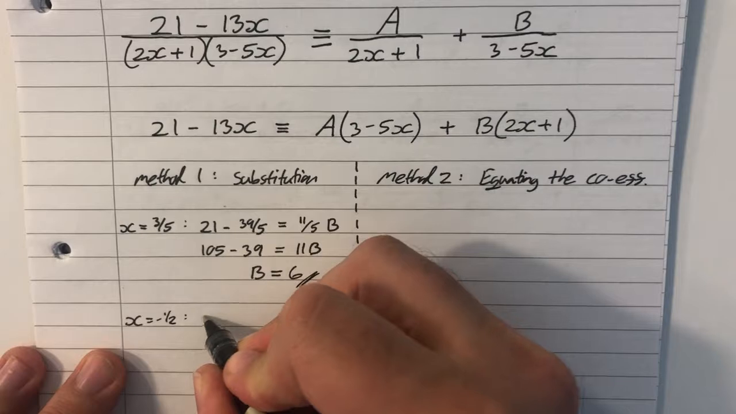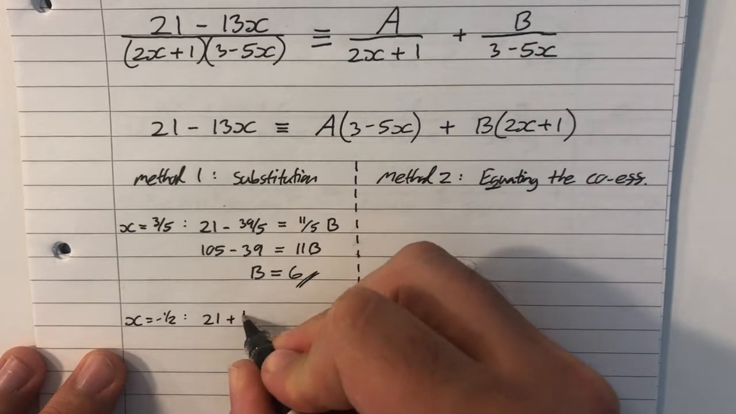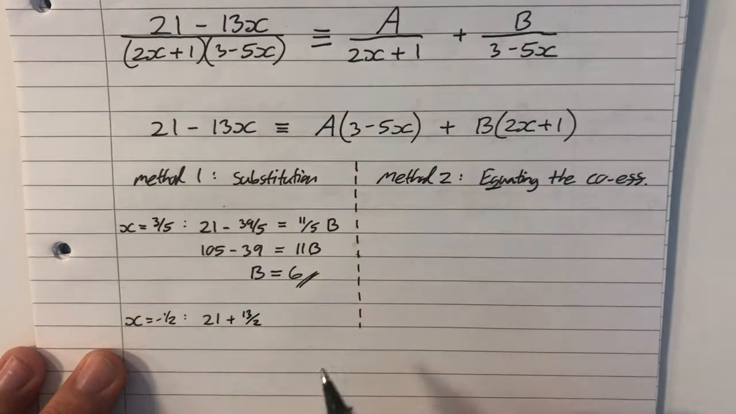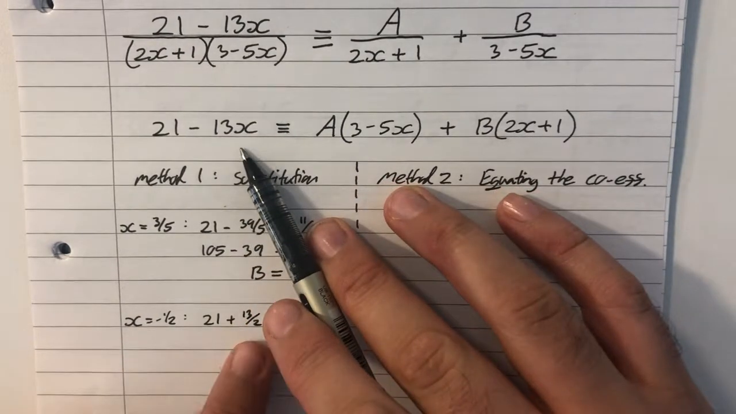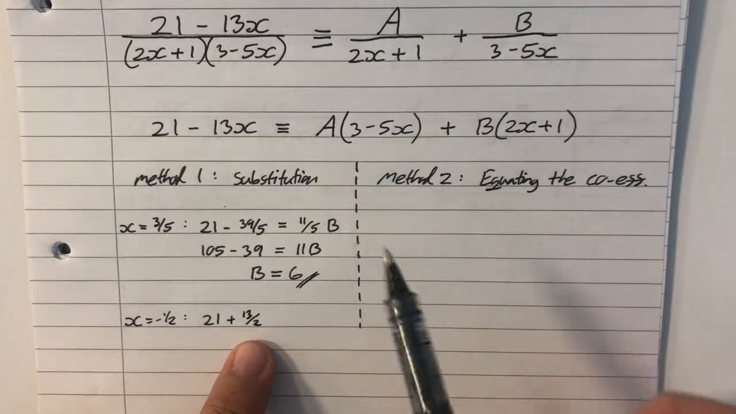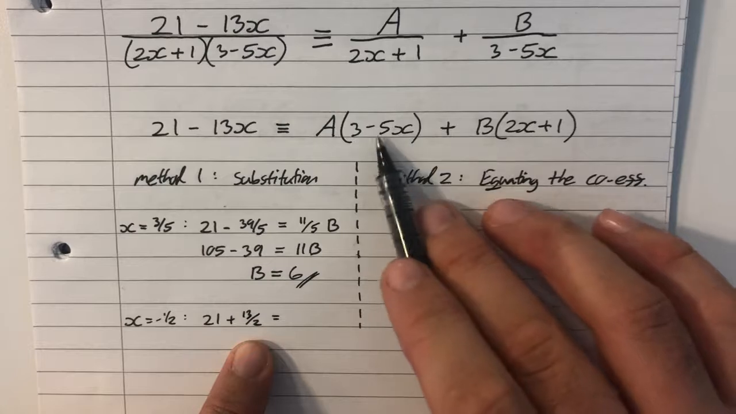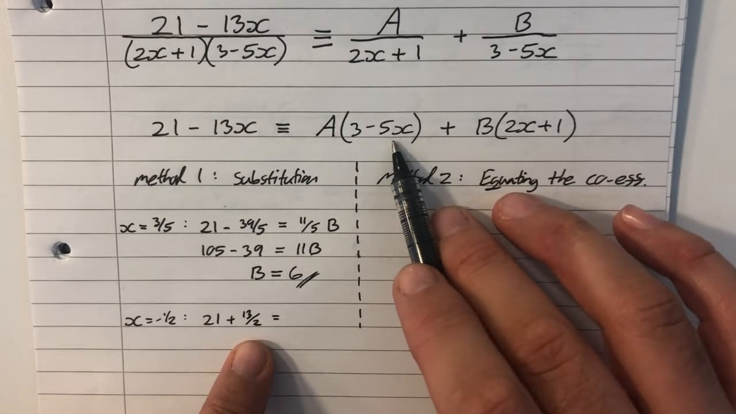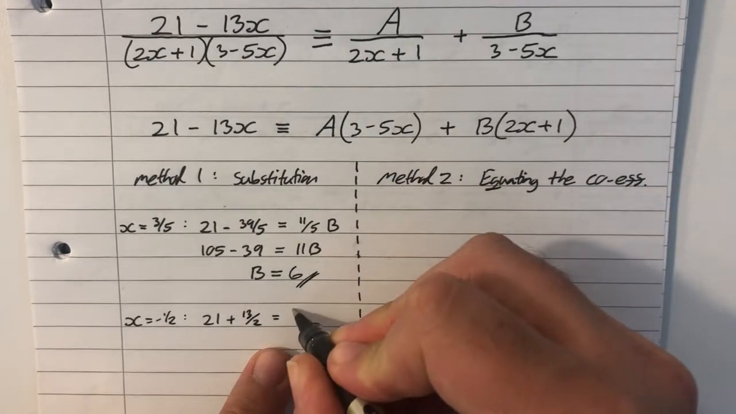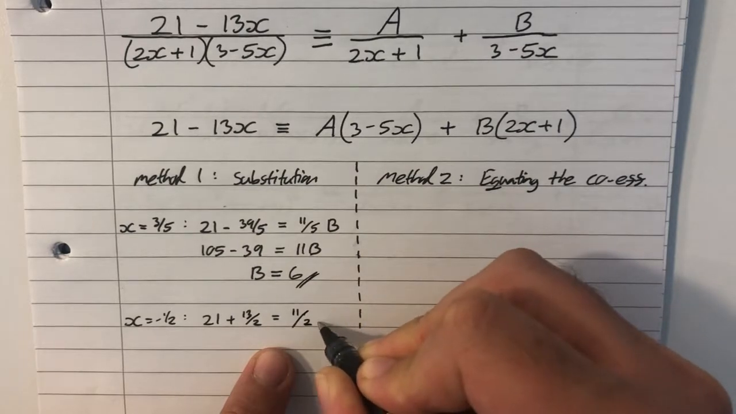And then I get 21 plus 13 halves. Okay, the minus and the minus have combined to make a positive, and that is going to be equal to 3 plus 2.5 is 5.5, or 11 halves, times a.